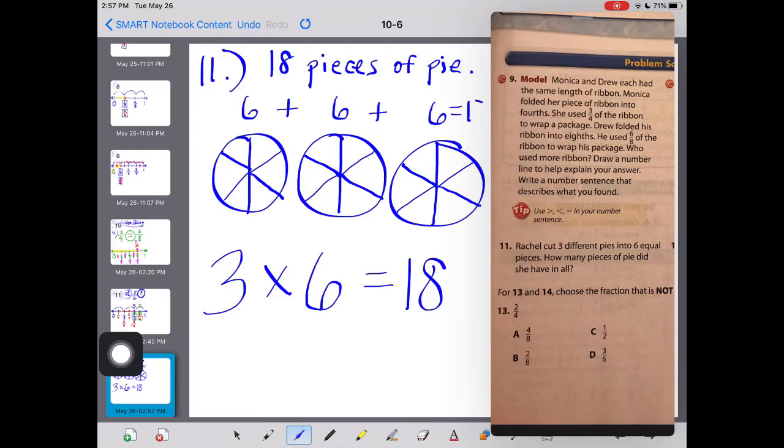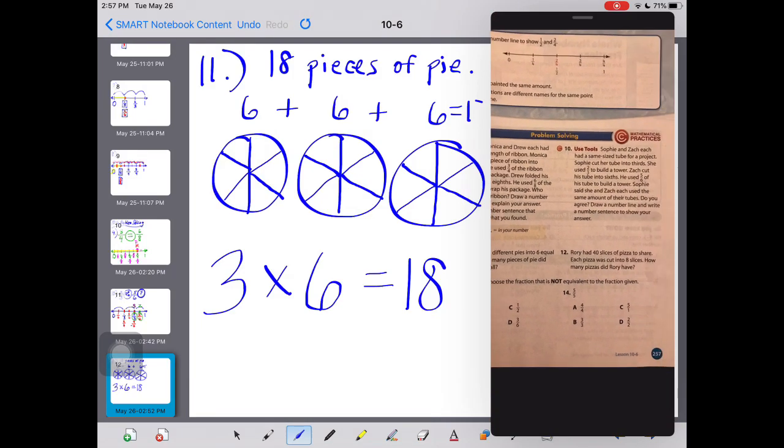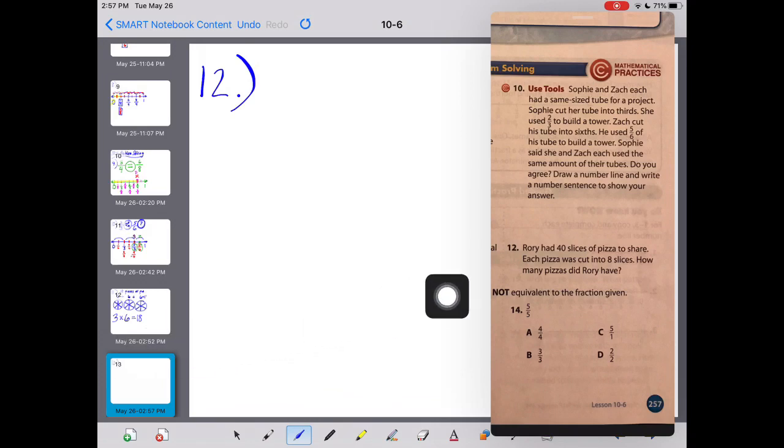All right, let's move on to number 12. For number 12, it says that Rory had 40 slices of pizza to share. Ha ha ha! Pizza party at Rory's house. Each pizza was cut into 8 slices. Okay. How many pizzas did Rory have? Wow. Okay. So, those of you that can work on this, you can pause this video now and do it. Come on back, check your answer. Those of you not sure, work with me, okay?